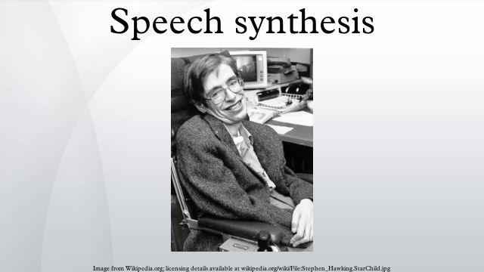At runtime, the desired target utterance is created by determining the best chain of candidate units from the database. This process is typically achieved using a specially weighted decision tree. Unit selection provides the greatest naturalness, because it applies only a small amount of digital signal processing to the recorded speech. DSP often makes recorded speech sound less natural, although some systems use a small amount of signal processing at the point of concatenation to smooth the waveform. The output from the best unit selection systems is often indistinguishable from real human voices, especially in contexts for which the TTS system has been tuned.